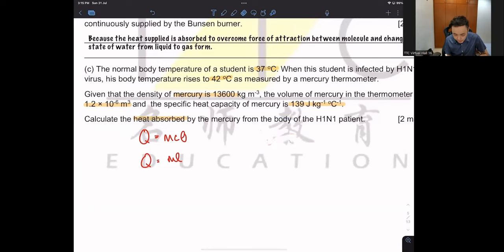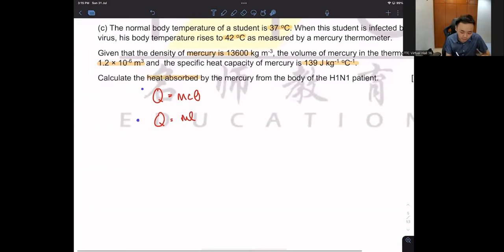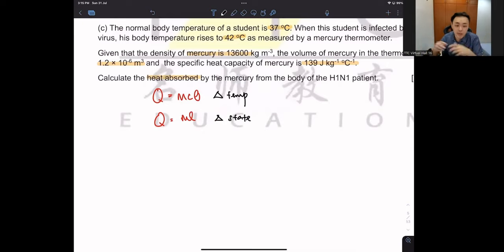Now, MC theta and ML, two of these, remember? Don't restrict yourself thinking, must I do MC theta, must I do ML? No. You remember one simple rule. You've got two formulas here. How do you make sure which one to use? When we do MC theta, whenever there is a change in temperature. When do we do ML? Whenever there is a change in state.